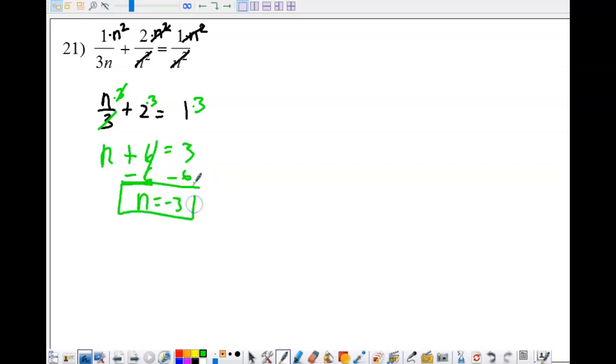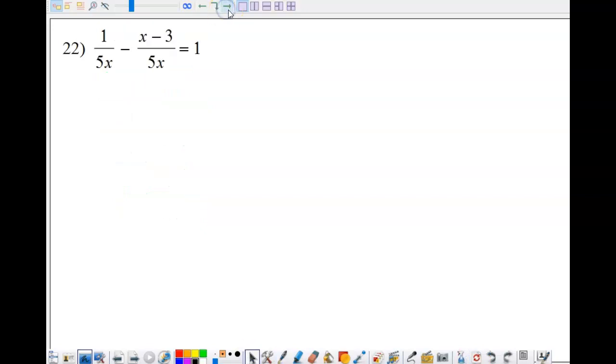And you always want to make sure at the end that your answer does not make the bottoms equal 0. So if you were to plug in -3 here, you would get -9, so that's okay. And if you were to plug in -3 here, you get +9, and that's okay. So long as your answer doesn't make the denominators of the original problem come out to be 0, then you got a good answer.